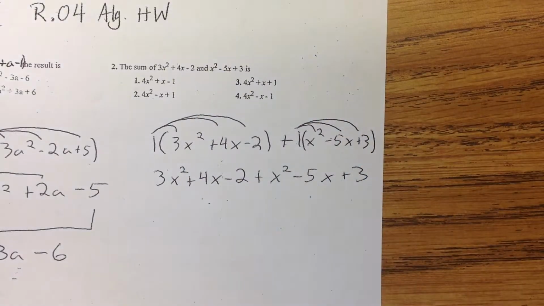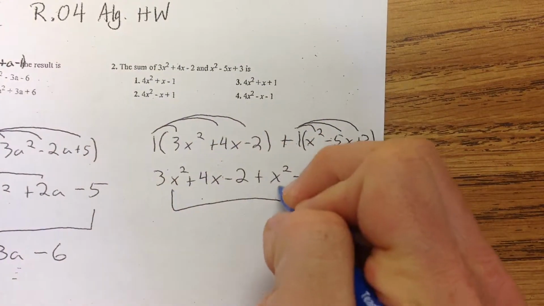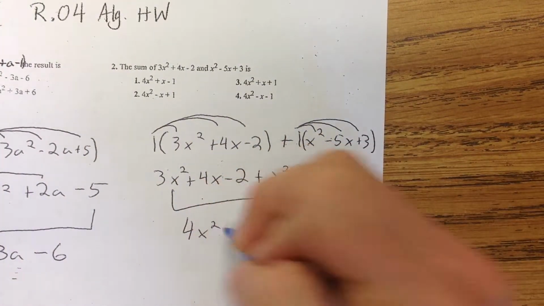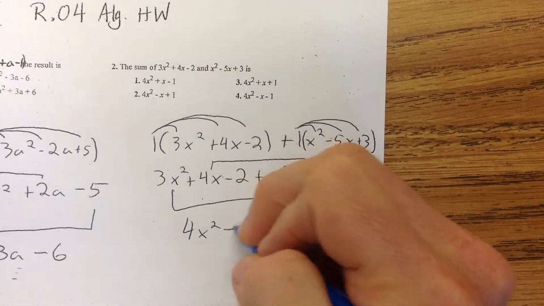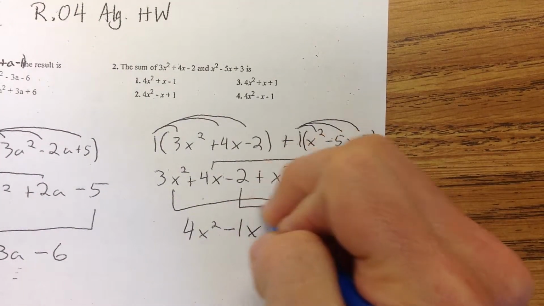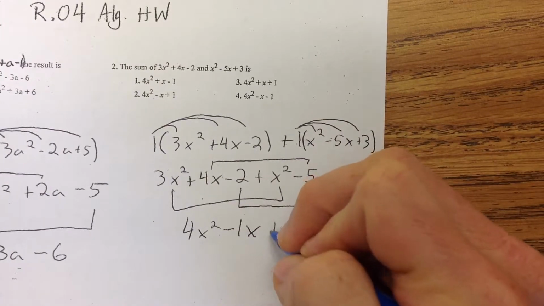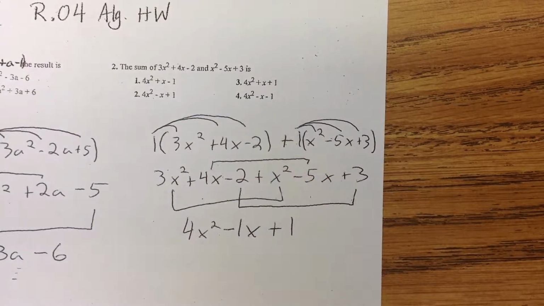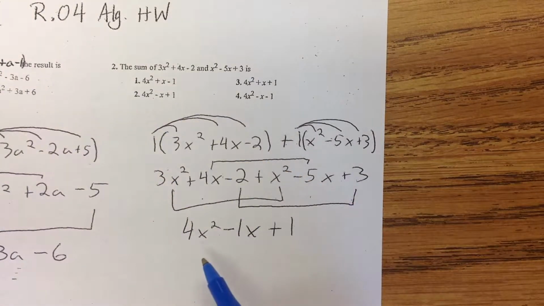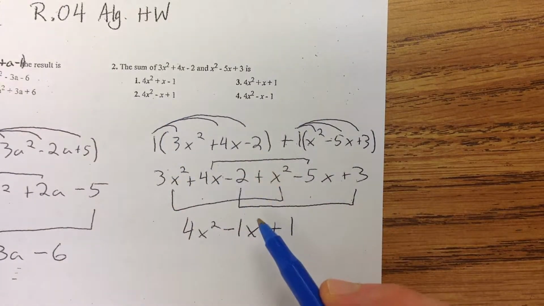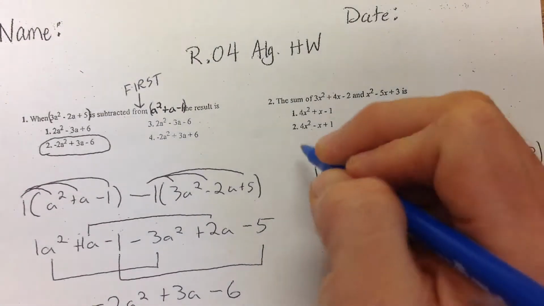Okay, so there we go, and now we can combine like terms. 3 plus 1 is 4x squared, 4 minus 5 is minus 1x, negative 2 plus 3 is a plus 1, and again let's hope that's one of our choices, and there it is, choice 2, 4x squared minus 1x plus 1. Notice they don't have the 1 there, but those two things are the same.